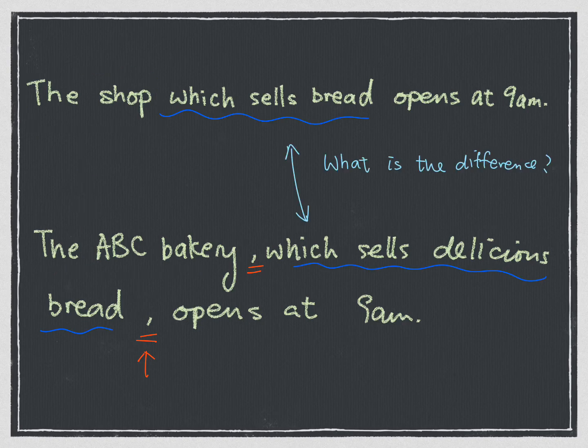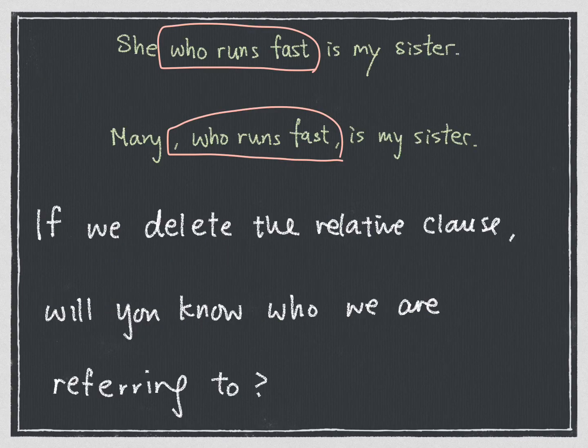Now, let me ask you one more question. In terms of the purpose of having this relative clause, what is the difference between the first sentence, the first relative clause, and the second sentence, the second relative clause? So let's look at the first example one more time. Here are the two sentences. The first one, she who runs fast is my sister. The second one, Mary, comma, who runs fast, comma, is my sister. So apart from the commas, apart from the name, when do we add commas? How should we decide? Take a look.